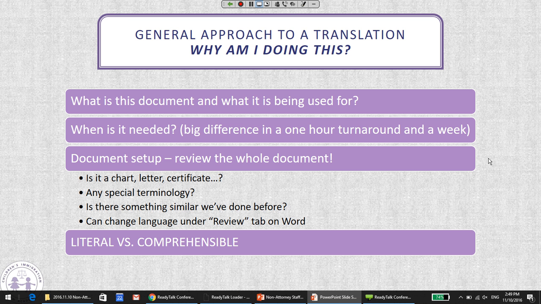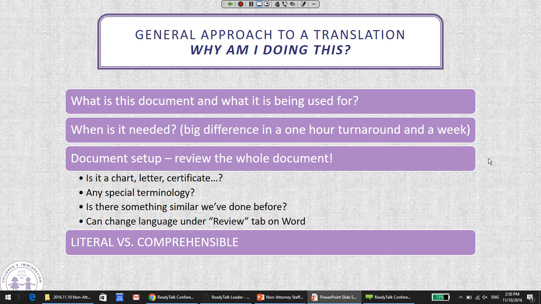So again, is it a chart, a letter, a certificate? All that's going to go into how you start the setup in Word and how you actually translate the whole thing. Is it something similar to what we've done before, right? Don't need to reinvent the wheel. If there's a template out there, if you've done 30 other Honduran birth certificates this month, then you probably have a pretty good template down, and I'm sure most offices do already, for how to do one of those, with the seal in the right place and the lines in the right place and all that stuff.